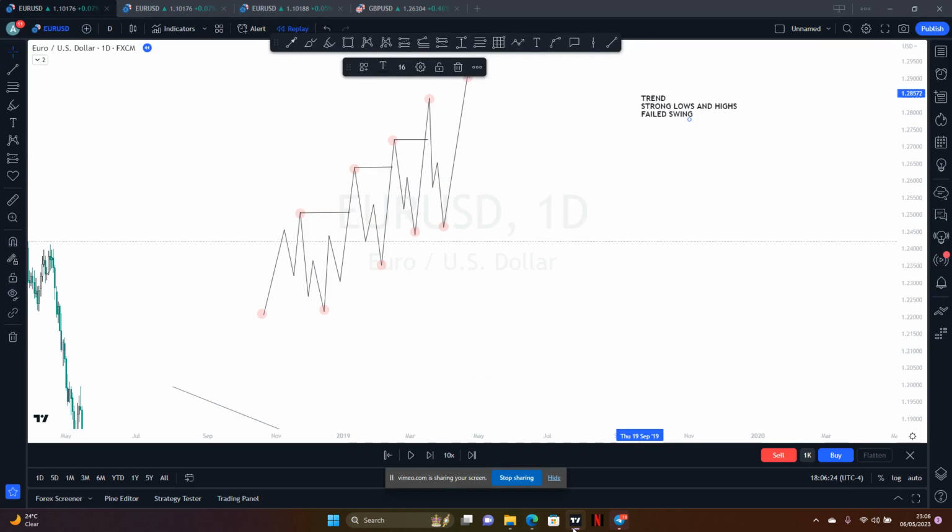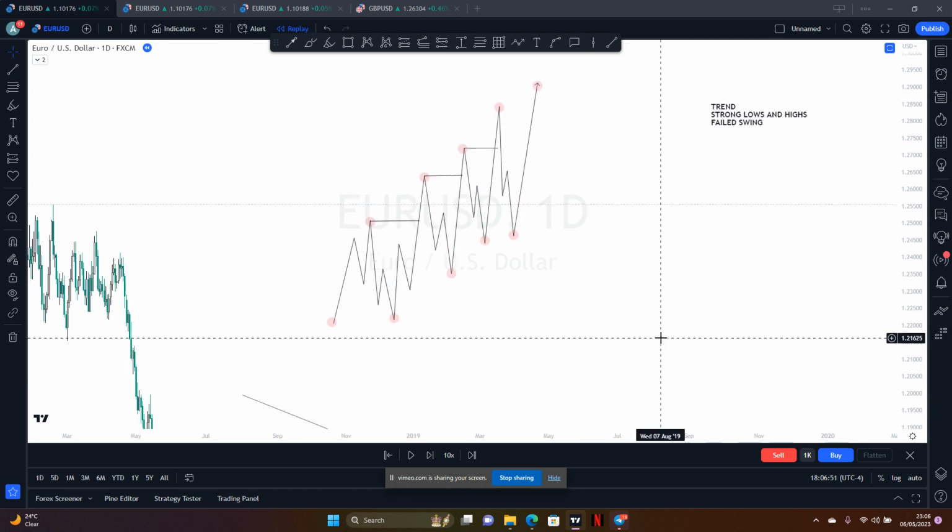So what we should understand is we'll be talking about trends, and then we'll also be talking about strong lows and highs, failed swings, of course, you know about premium and discounts, and then any other thing. I don't think so. Okay, I guess that should be it. If I remember any other thing, I might add it to what we are doing.